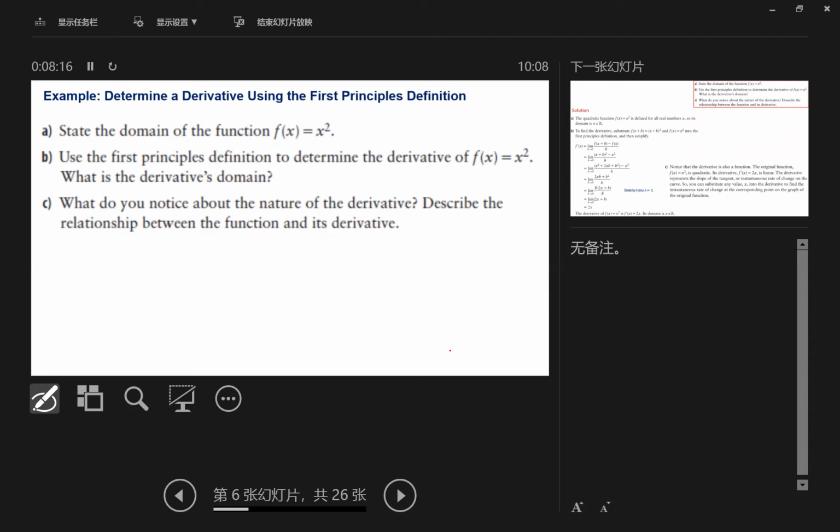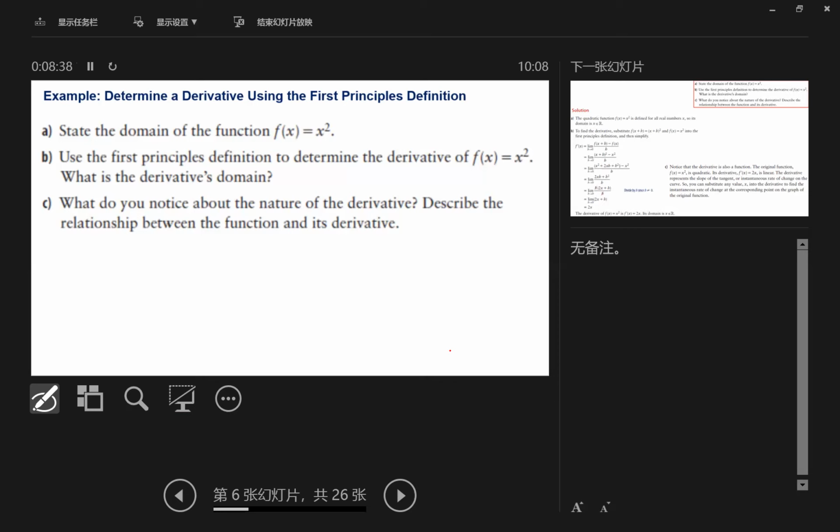First, state the domain of the function f(x) = x cubed, x squared. Then use the first principles definition to determine the derivative of f(x) = x squared. What is the derivative's domain? Remember, the derivative of a function is also a function, right?